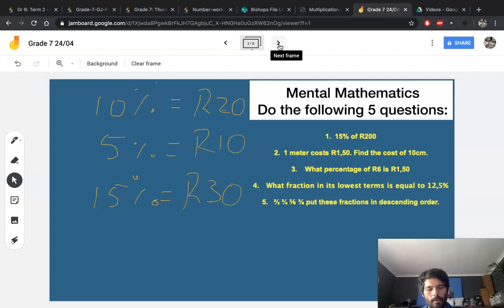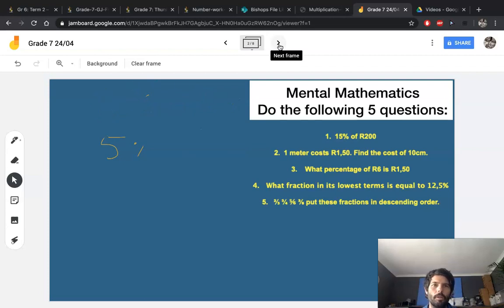1 meter costs 1 Rand 50. And it doesn't matter 1 meter of what, you can put anything in there really, but 1 meter costs you 1 Rand 50. Find the cost of 10 centimeters.